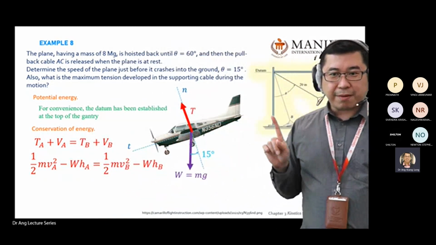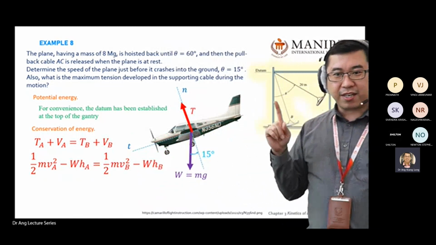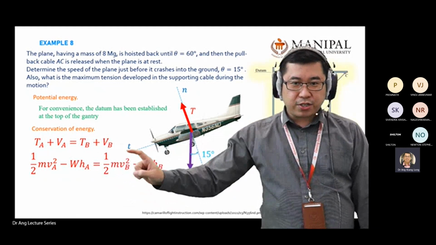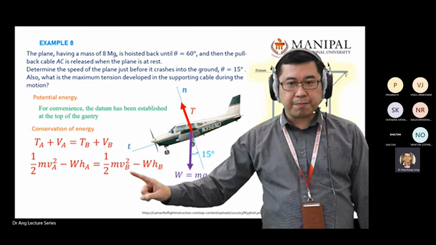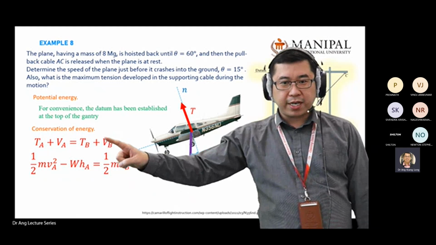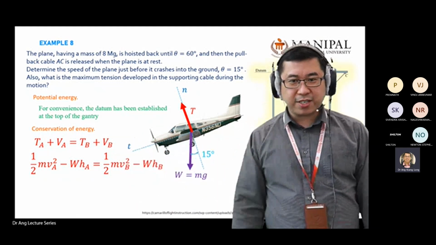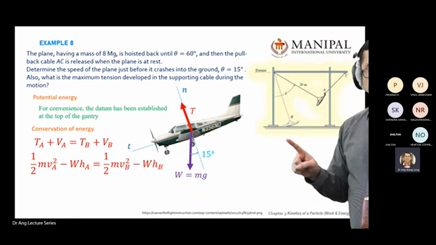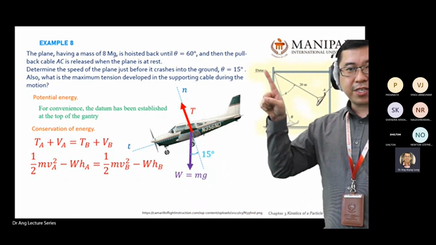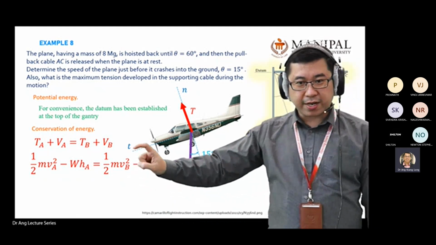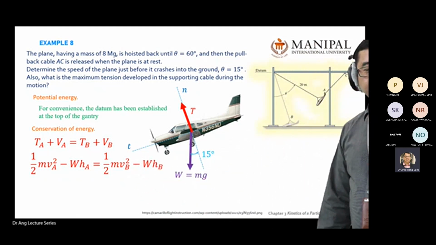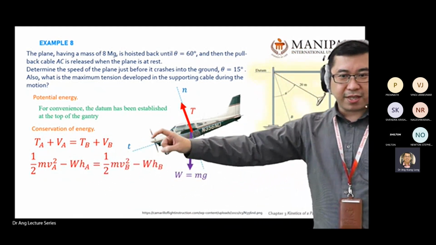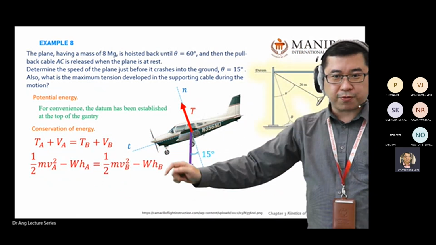For point B, after you release from the datum here, the kinetic energy equals half mv squared again, but at B. And what happens to the potential energy? mgh again, y negative, because point B is still below the datum. That's why you get negative. So you have negative energy before, and negative also after.